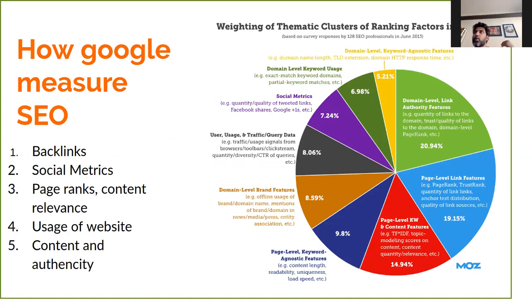Second is obviously the social metrics. That's not as important, but it is important: the number of people that have shared your content either on Google or on Facebook or on Instagram or tweeted about you. And if that increases, then the better your SEO gets.